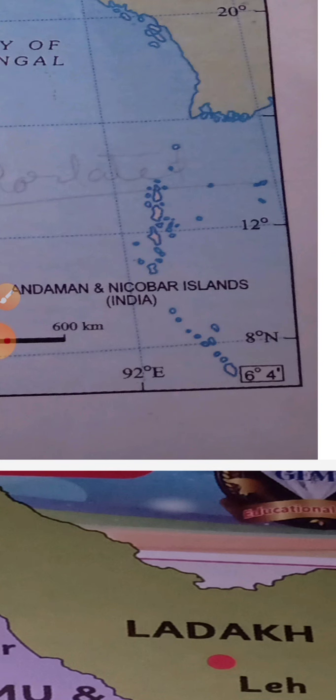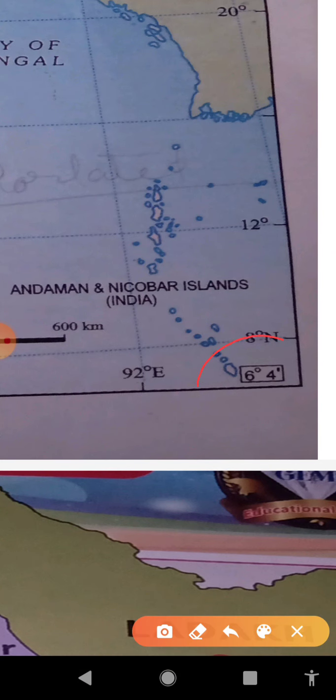And with regard to the southernmost extent of our country, it is at 6 degree 4 minute north, because all of you know that we have two groups of islands also. The southernmost point of the Andaman and Nicobar Islands, which is known as Indira Point, lies at 6 degree 4 minute northern latitude.